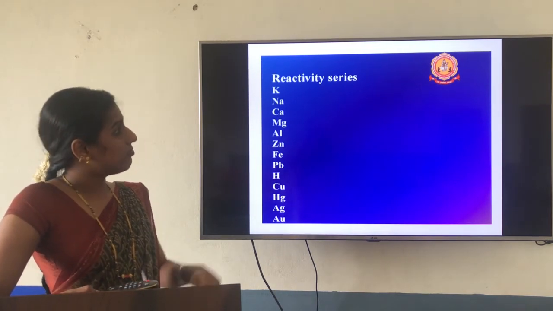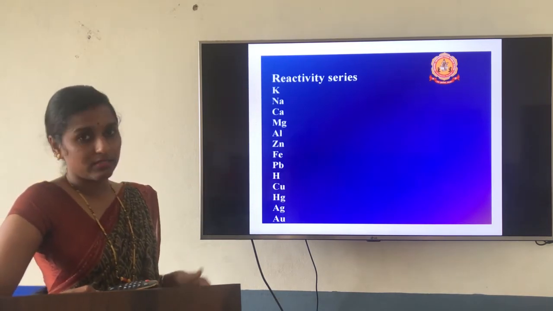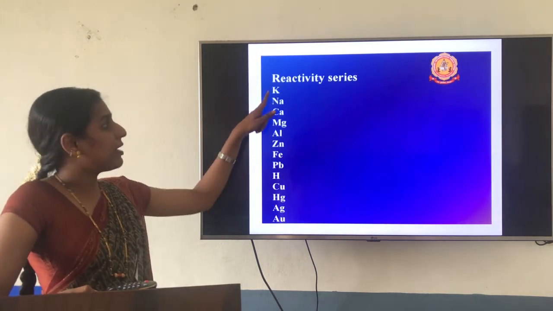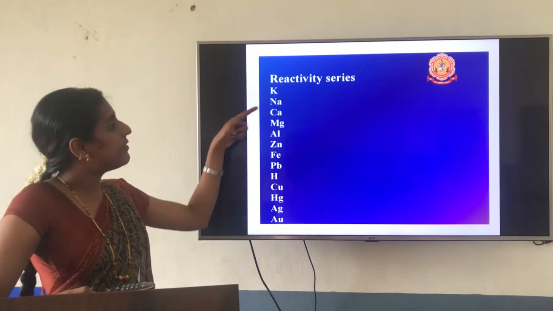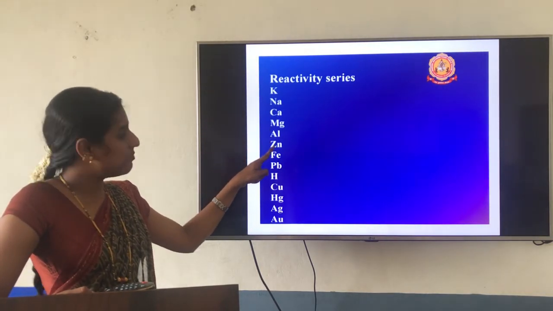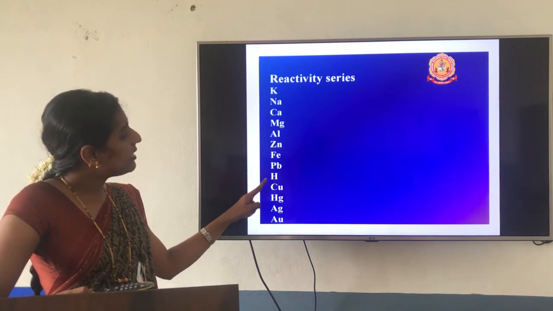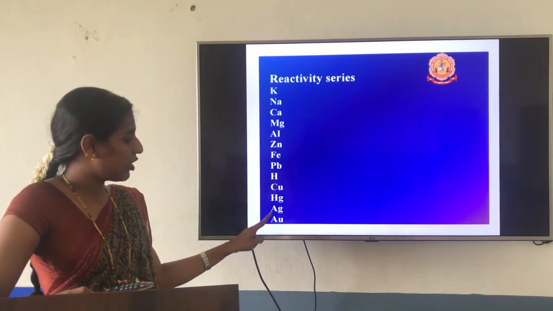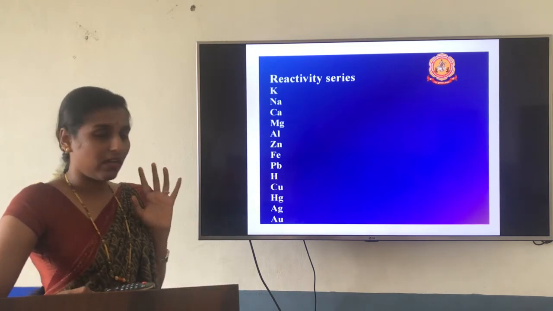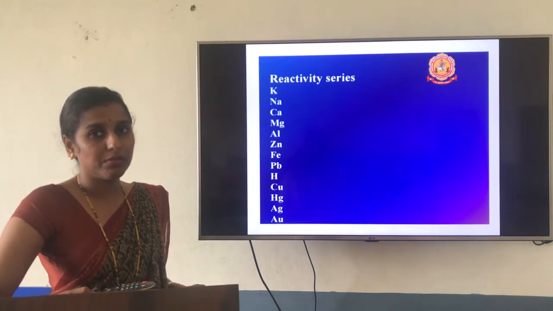You have learned all regarding this also, the reactivity series. Based on the reactivity, potassium is highly reactive. Next it comes with sodium, calcium, magnesium, aluminium, zinc, iron, lead, hydrogen, copper, mercury, silver, gold. This reactivity series is very important. You should remember this concept.